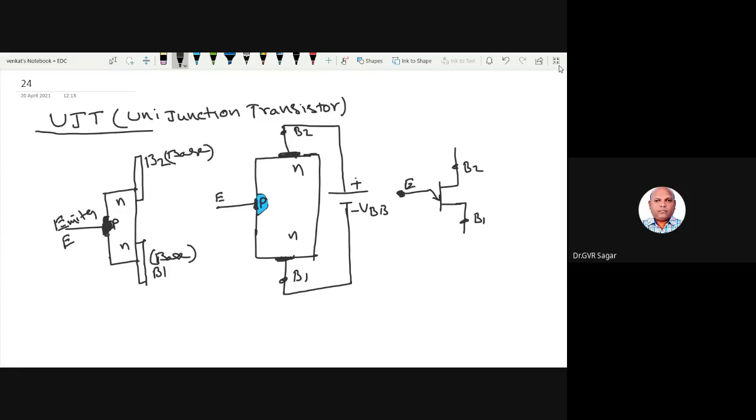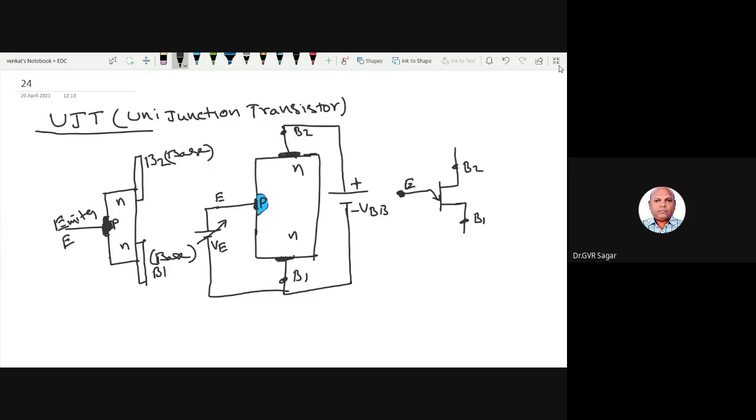An amount of base voltage VBB is always applied between base 1 and base 2. And the emitter junction is always forward biased. That is the condition. The emitter junction is always forward biased. This voltage is called VE, the emitter voltage.